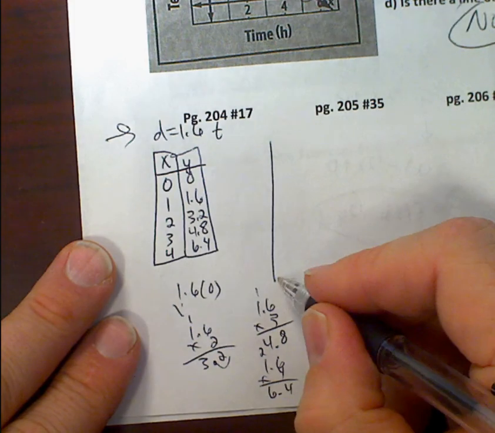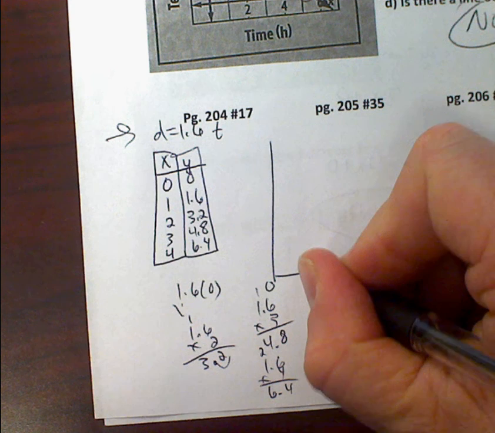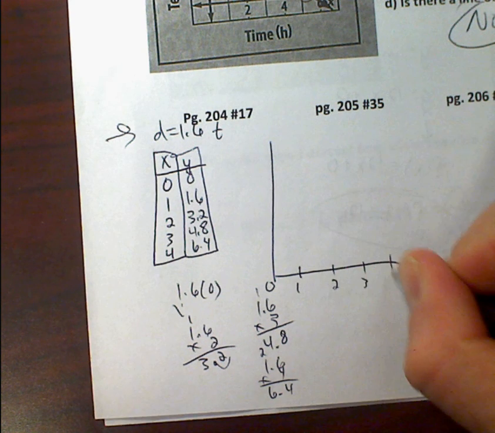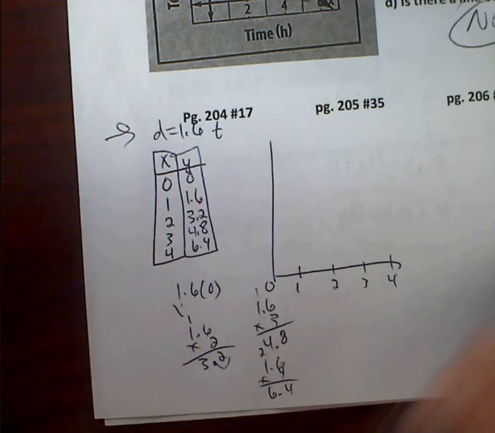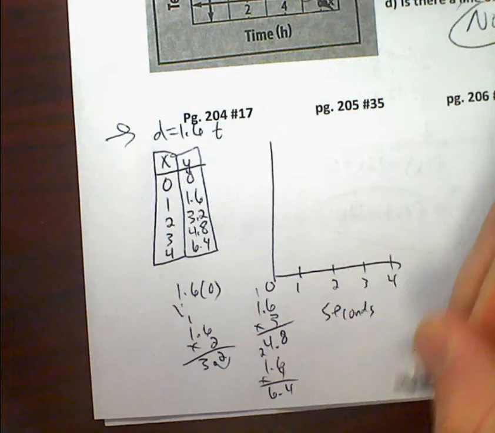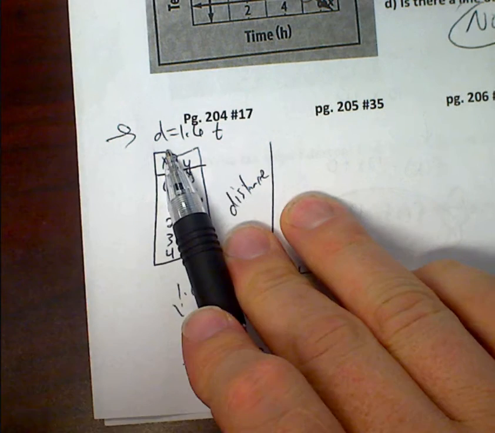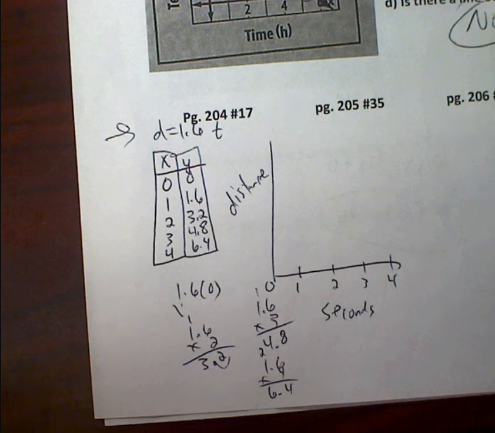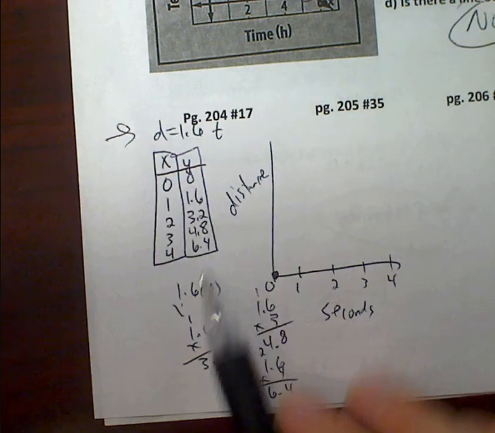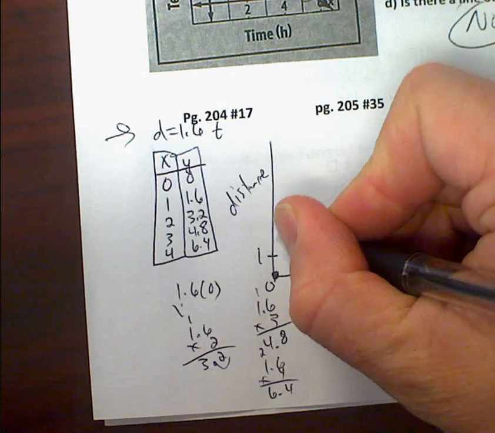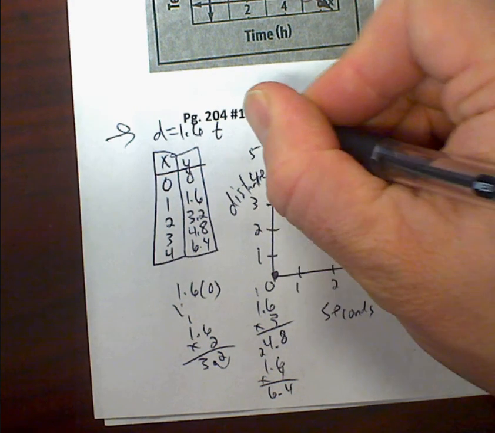Now if I were to graph this, I would start at 0. I'm going to count by 1, 2, 3, 4. This would represent my seconds. This would represent my distance, because my y is d, my x is t. So here we go. 0, 0 would be here. Now I get to choose what I count by. I'm going to count by 1 as well: 1, 2, 3, 4, 5, 6.